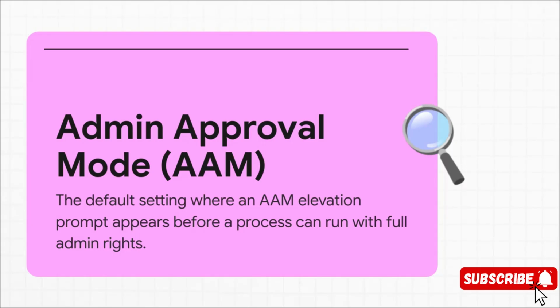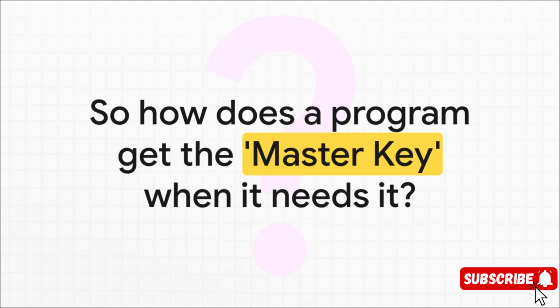This whole setup, this default state you're in, it actually has a name: Admin Approval Mode. It's the system that forces every single application you launch to use that less powerful daily key card by default. It's Windows' way of making sure you're always operating with the least privilege possible, even when you're logged in as an admin.